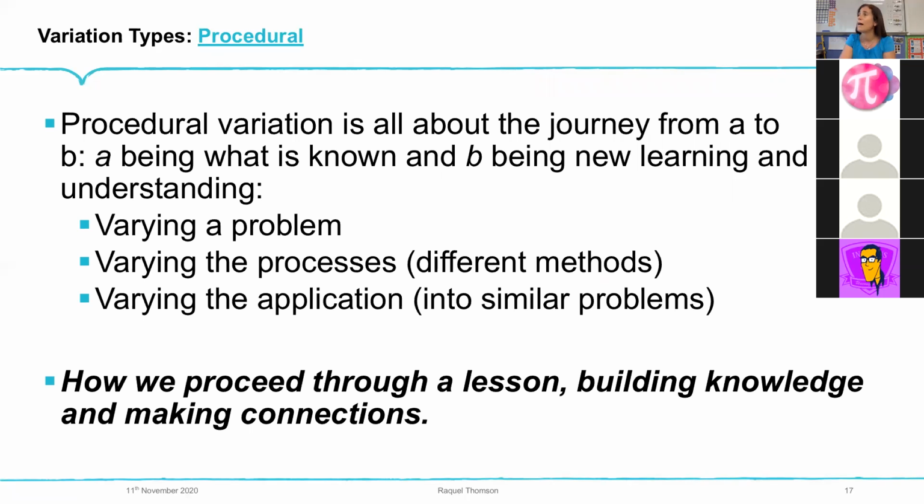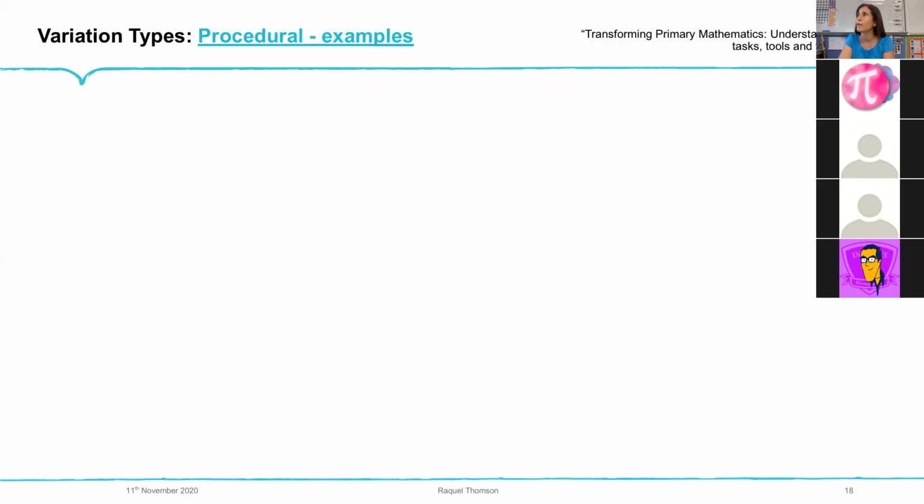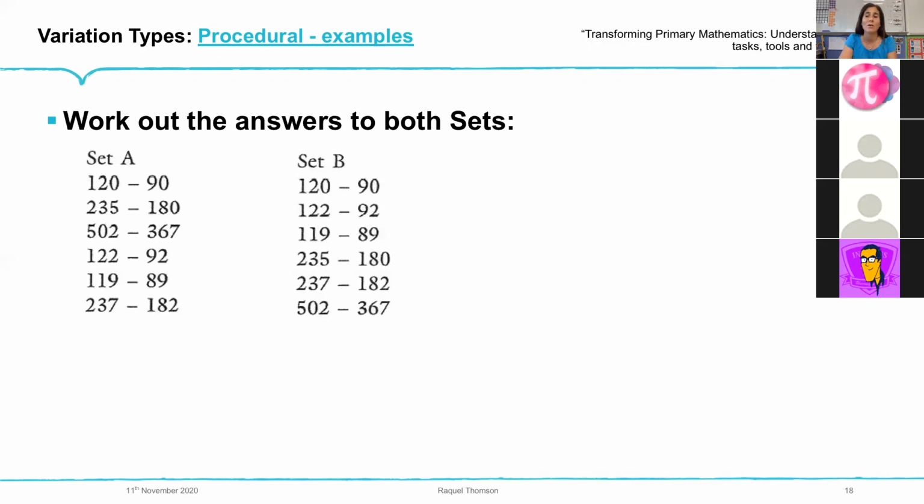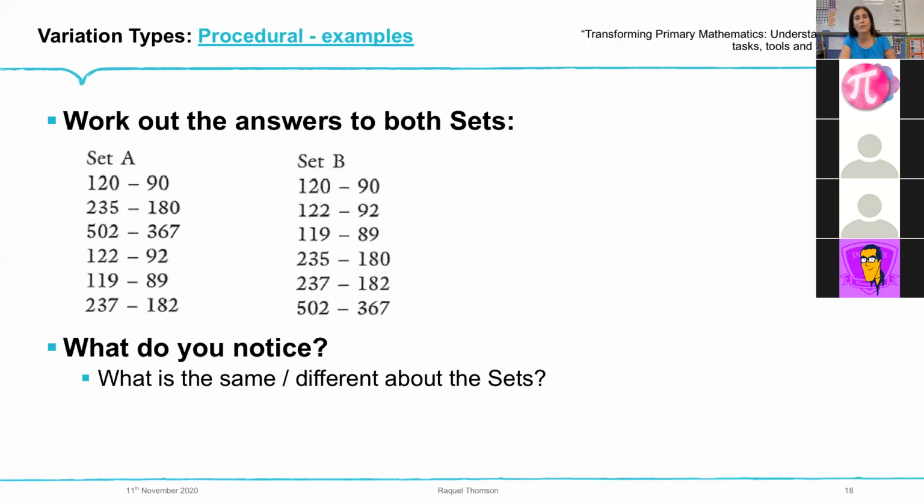So with that in mind, in a fantastic book by Mike Askew, I don't know if you've read it before, but if you haven't, do get yourself a copy. It's got great ideas. He came up with these, and I wonder if you would like to have a look at this example and see if you can work out the answers to both sets on a piece of paper or wherever, and then let me know, as you do it, what do you notice? What's the same and what's different about the sets? Can you spot any patterns in either of the sets? And can you use what you've learned from one equation to another in any of the sets?